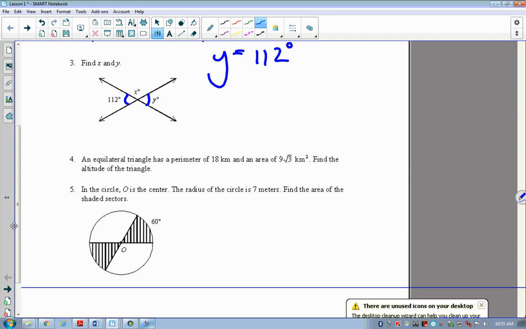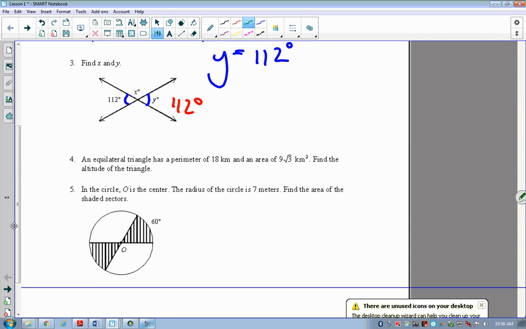I would make a note, vertical angles. Of course, we're going to have to identify what vertical angles are. But vertical angles are congruent. Now, we know that this is 112. Those of you that haven't had geometry or aren't in geometry, do you understand that? Okay, all right.